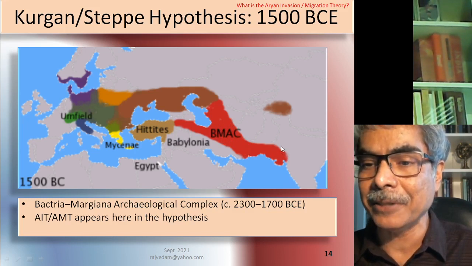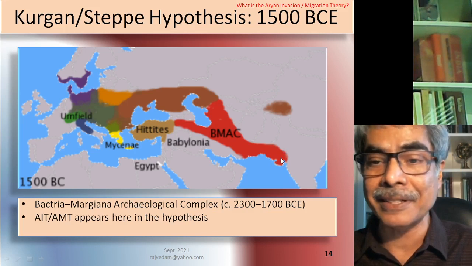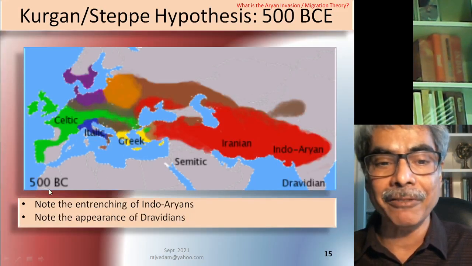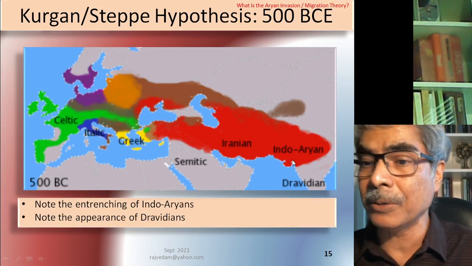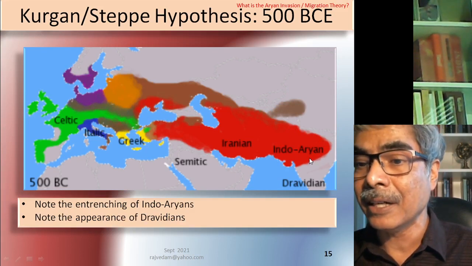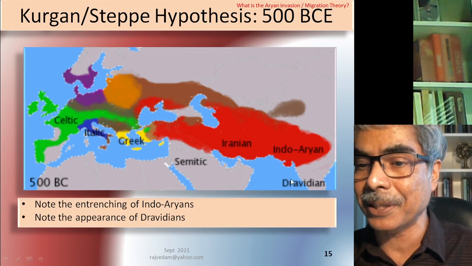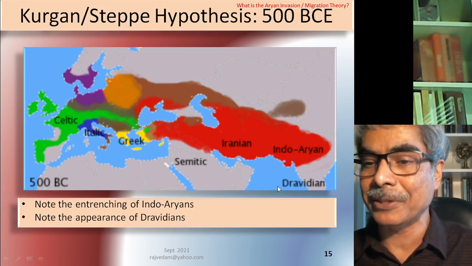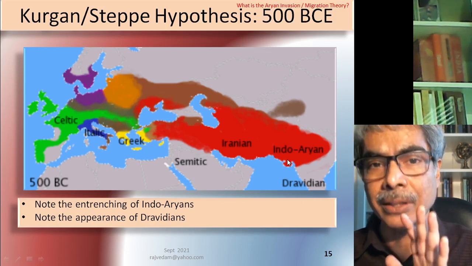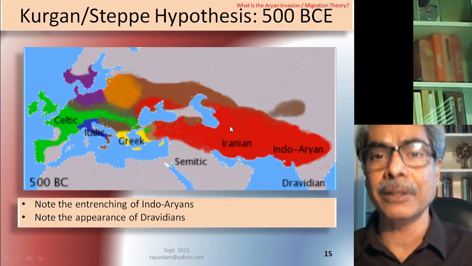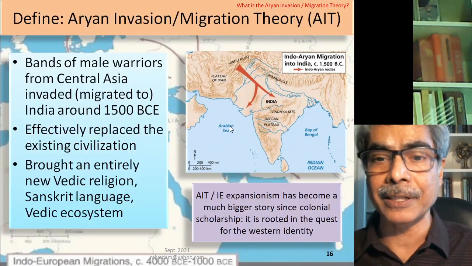And this is the beginning of the Aryan invasion theory for Indians. And eventually by 500 BCE, these people are supposed to have spread all over the northern plains of India, having driven the original people to the south who became the Dravidians. So you see the appearance of Dravidians in the record over here. All of this is the hypothesis of this Kurgan or steppe theory by Maria Gimbutas and others.